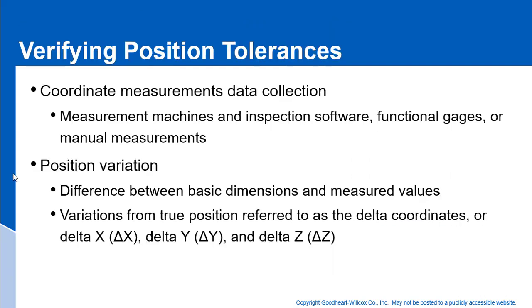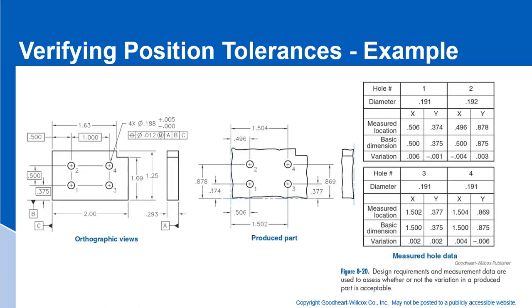Okay, so how do we go about verifying positional tolerances? We could do this several different ways. One of them is we could use a coordinate measuring machine and collect data, so measurement machines and inspection software, or manual measurements. What we do is we find the positional variation, the difference between the basic dimensions and the measured values. We call these variations from true position the delta coordinates, delta x, delta y or delta z. Let's look at an example. We've got some examples in your homework assignment too.